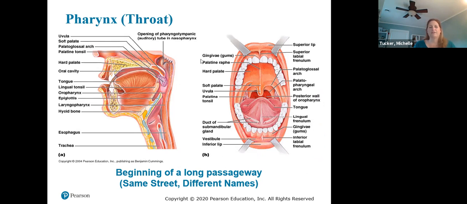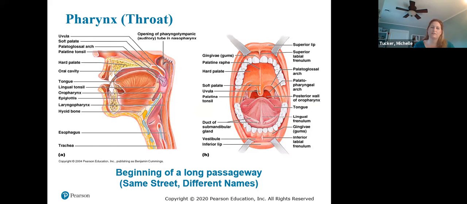Okay, so the pharynx, as I discussed, has 3 sections. The nasopharynx, which is not a part of the digestive system because food should not go up through your nose. The oropharynx, which is where food comes through the oral cavity and starts to make its way down from the oropharynx to the laryngopharynx, where it gets shuttled because of the epiglottis down to the esophagus.